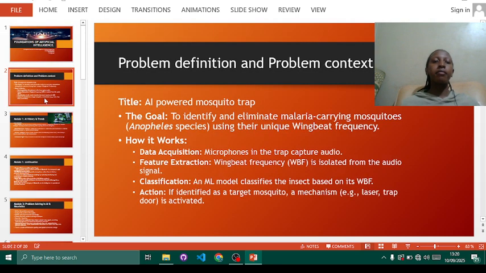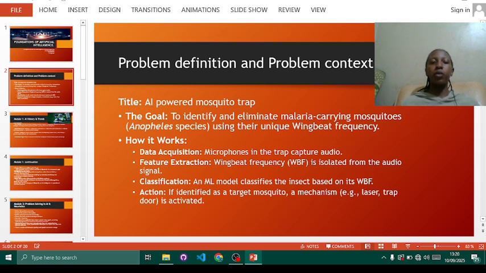Then this is my problem definition and problem context. The title is AI-powered mosquito trap. The goal is to identify and eliminate malaria-carrying mosquitoes, that is Anopheles species, using their unique wing beat frequency.